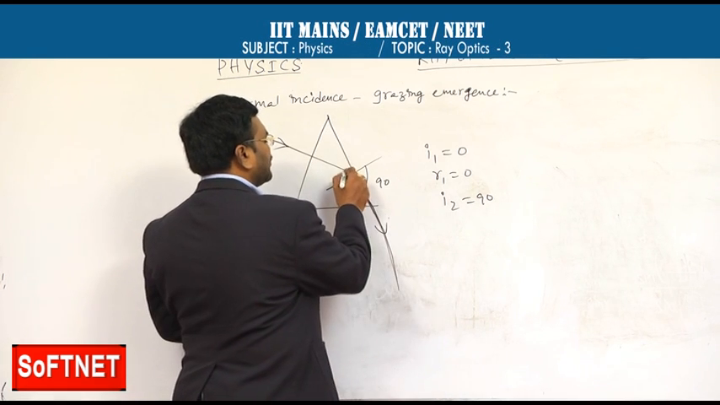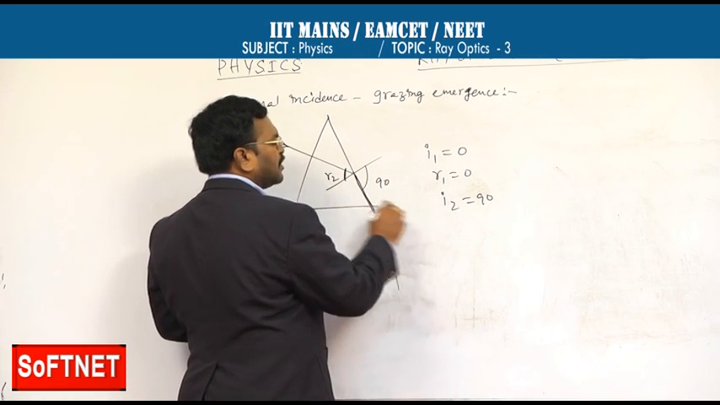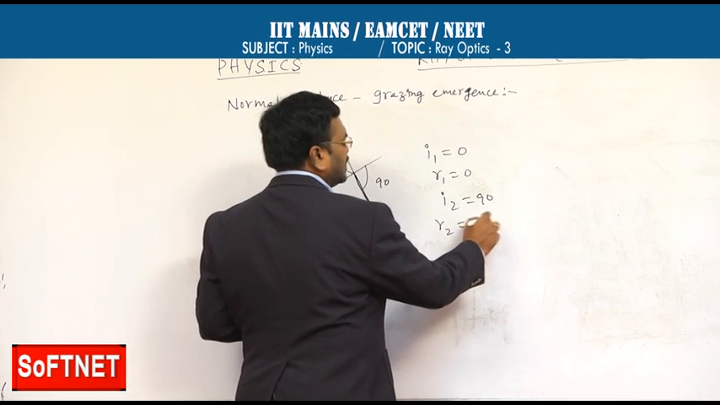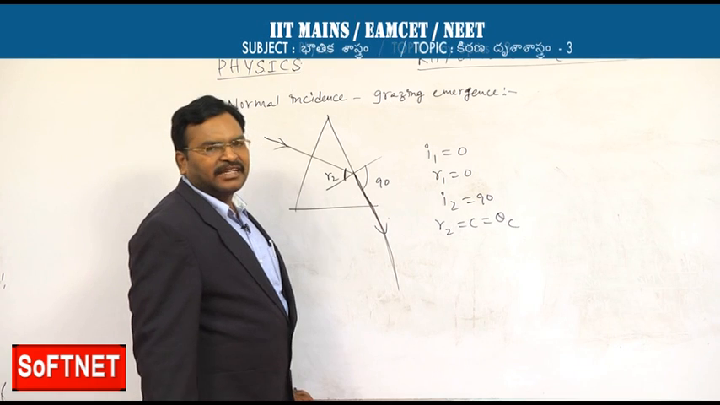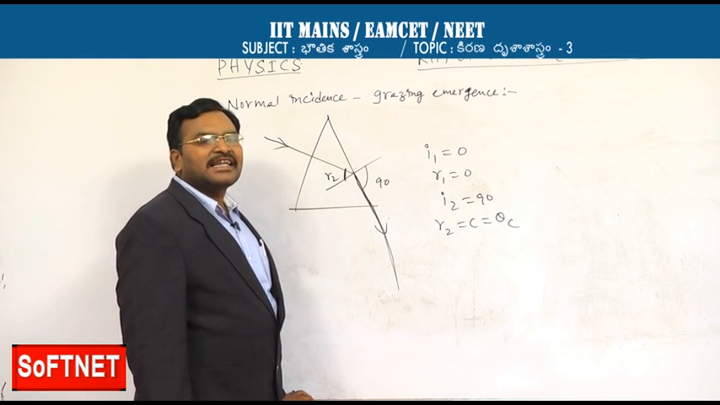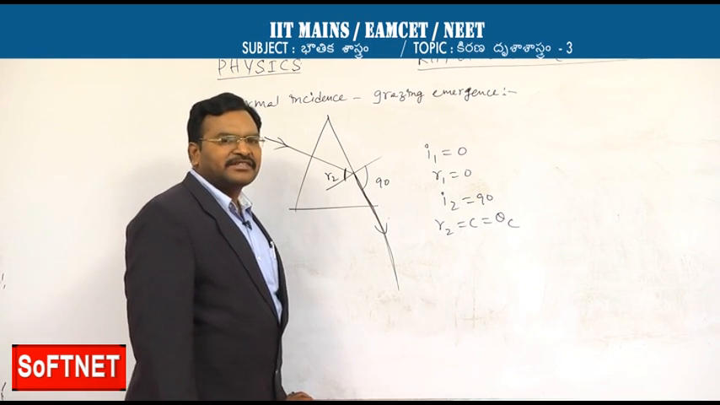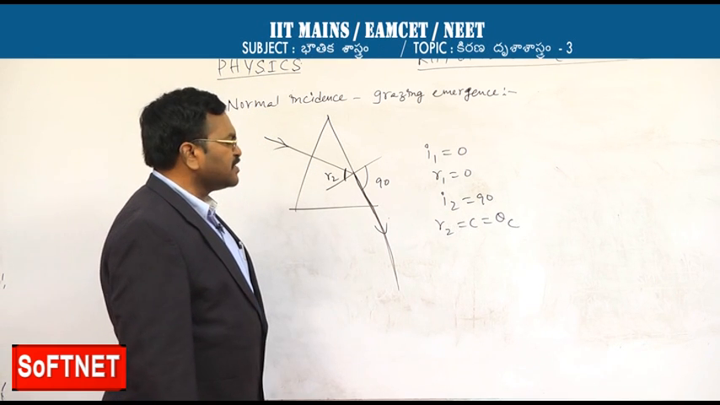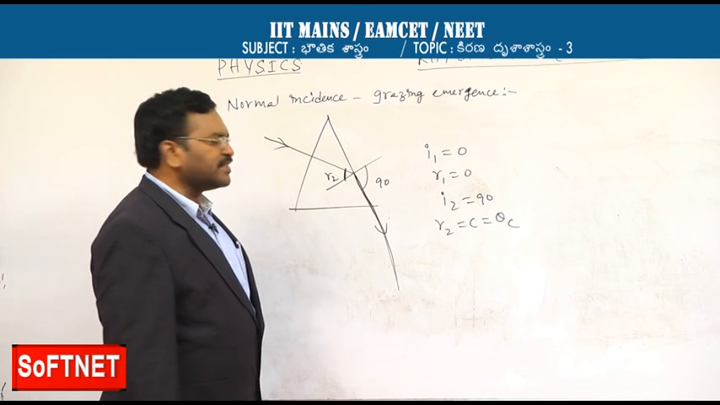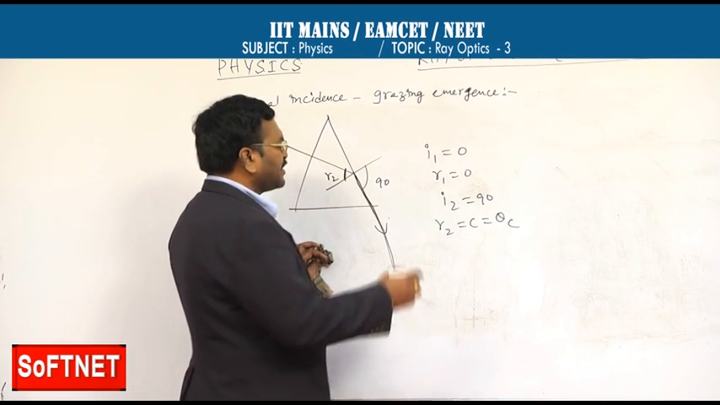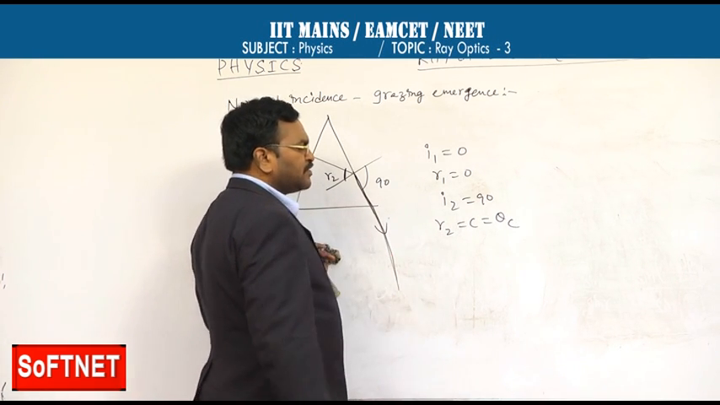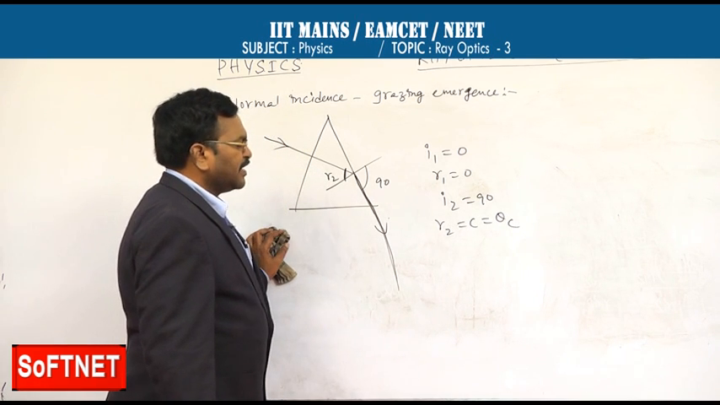If the angle of emergence I2 is 90 degrees, what is the angle R2? R2 is C. What is C? C means critical angle. Yesterday I already told about the critical angle. What is critical angle? The angle of incidence for which the angle of refraction is 90 degrees is called the critical angle. So now R2 is equal to C. C is equal to what?